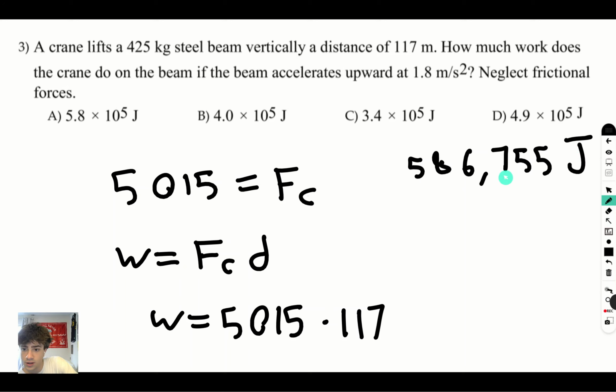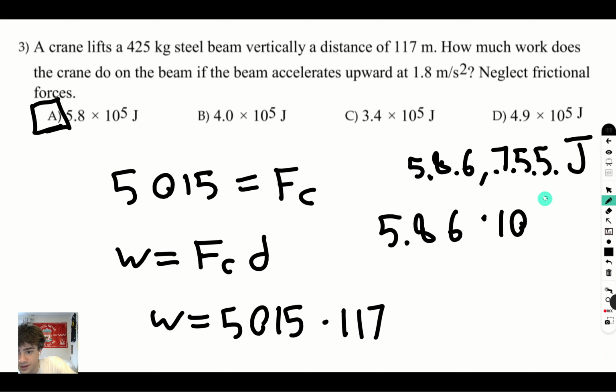joules. And let's take a look at these options here. It is clear that option A is going to be our answer because it is the closest. Here it has an insignificant figure formation. So we see if we move the decimal point over 5 times, we will get approximately 5.86 times 10 to the 5th. This will be our answer.